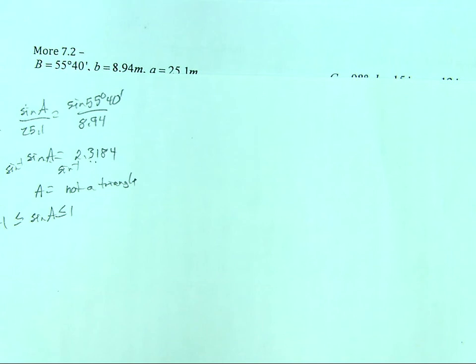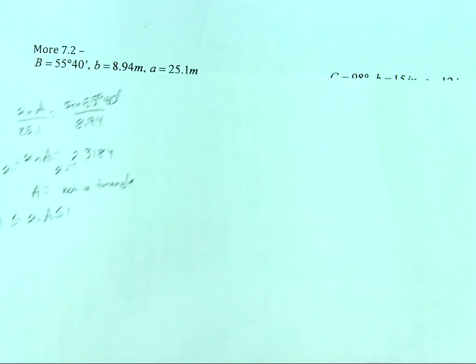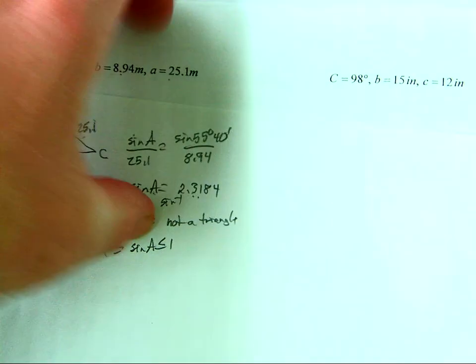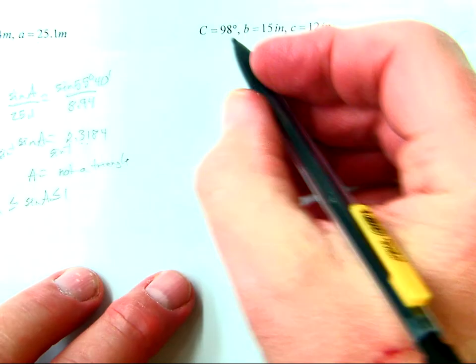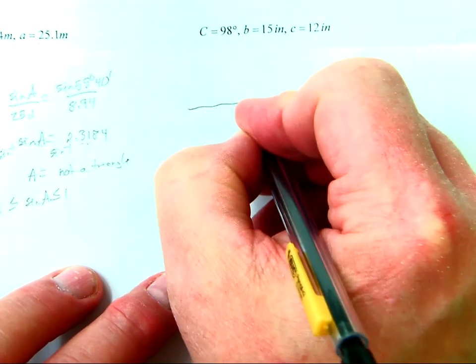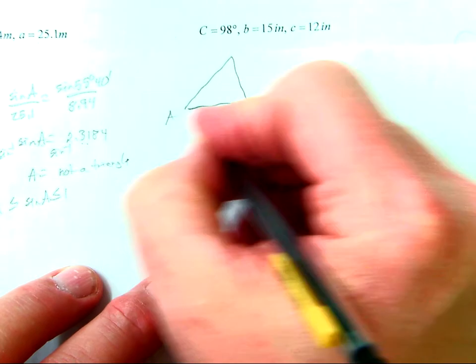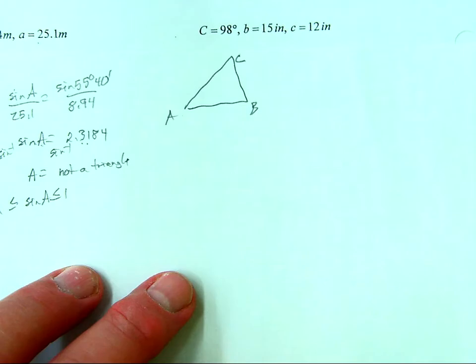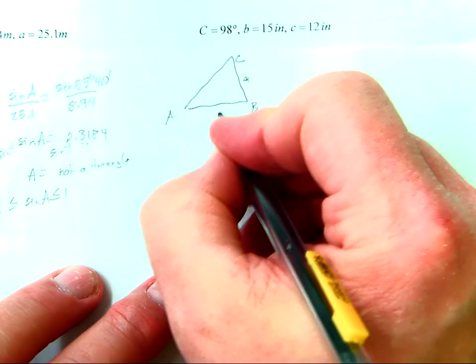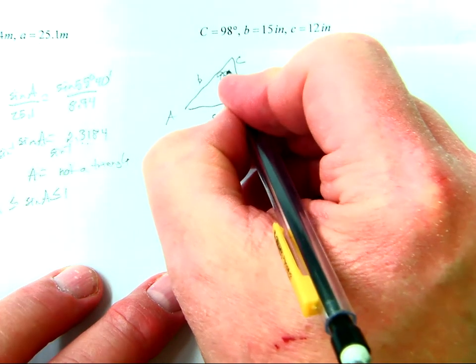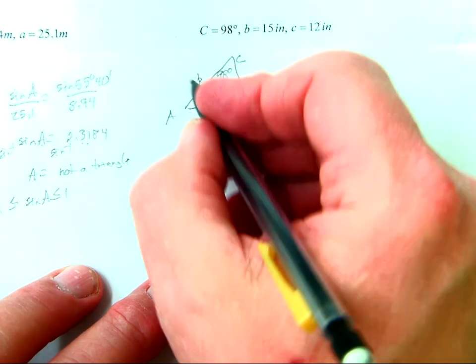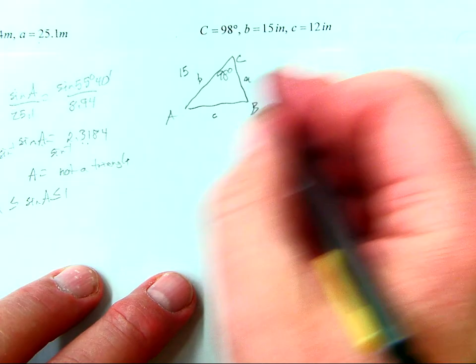All right? Let's look at the next one on there. It gave us angle C and then two sides. Again, draw your triangle any way you want. There's A, B, and C. So this is side A, side B, side C. They tell us angle C is 98 degrees. Side B is 15. Side C is 12.